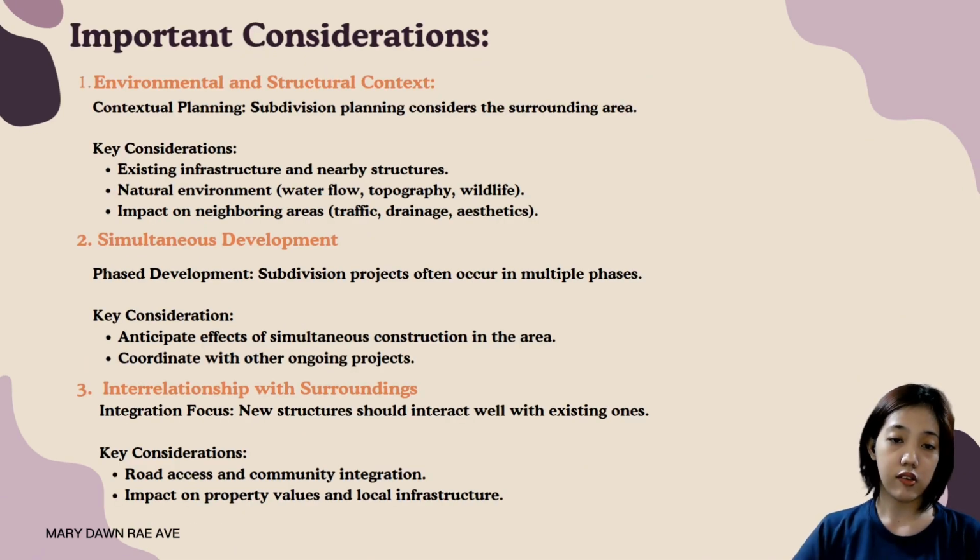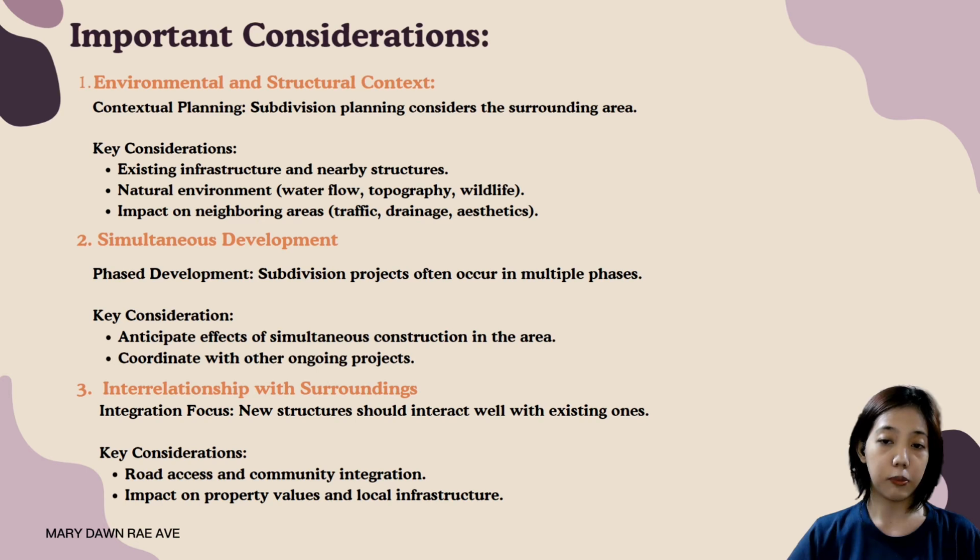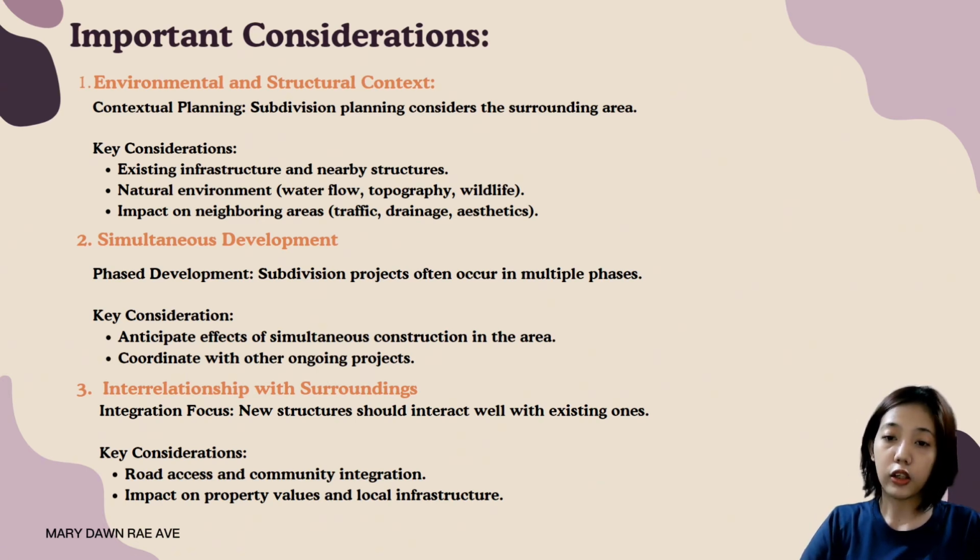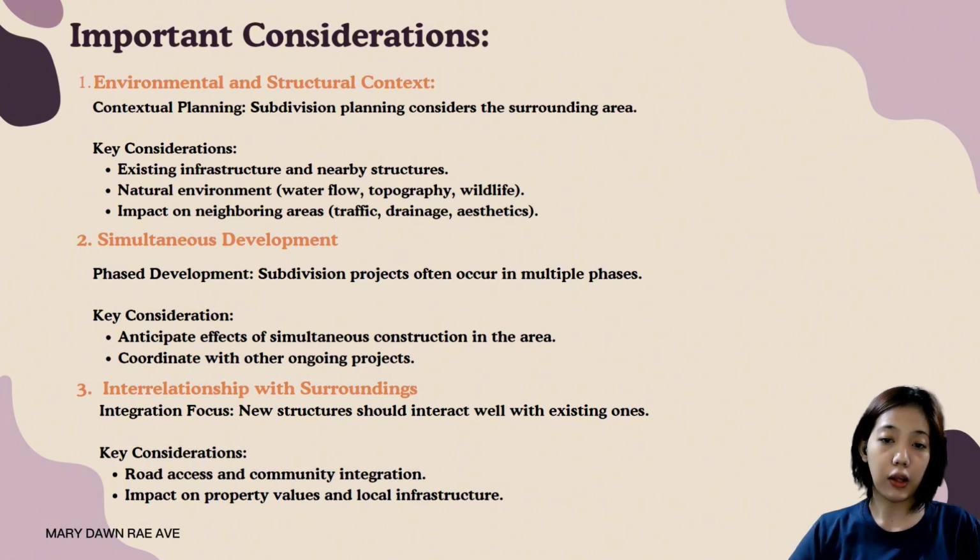The important considerations, first, the environmental and structural context. Subdivision planning doesn't occur in isolation. It is important to study how the development will fit into the surrounding area. The plan should take into account existing infrastructure and structures nearby, the natural environment such as water flow, topography, and wildlife, and how the development will impact neighboring areas in terms of traffic, drainage, and overall aesthetics.